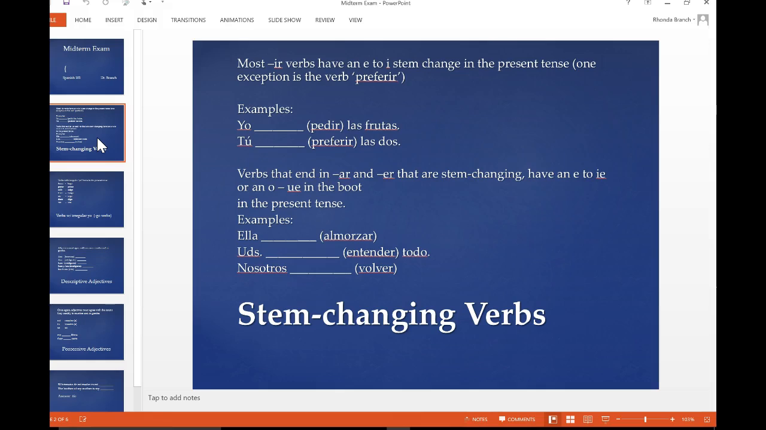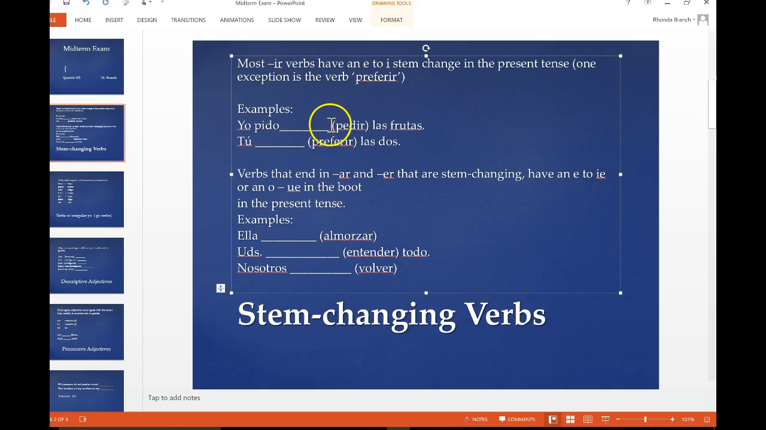Okay, stem changing verbs. If you see IR verbs, meaning verbs ending in IR, most of those simply have an E to I stem change. There's one exception, the verb preferir. So when this section asks you to fill in the blanks, or write the correct form of the verb in parentheses, if you see IR, it's pretty much E to I. For the first example, yo pedí las frutas, I asked for fruit, your E is going to turn to I, and then you're going to drop the IR and put an O.